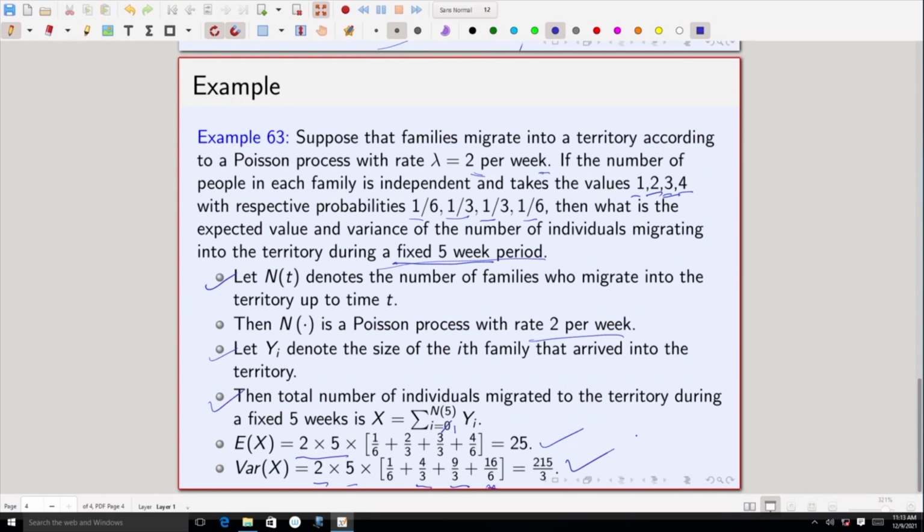Fine. So again, the main thing is we just wrote down the required quantity as a compound Poisson process, and then we used the formula for mean and variance of a compound Poisson process. Fine. Okay. So, that ends the course.